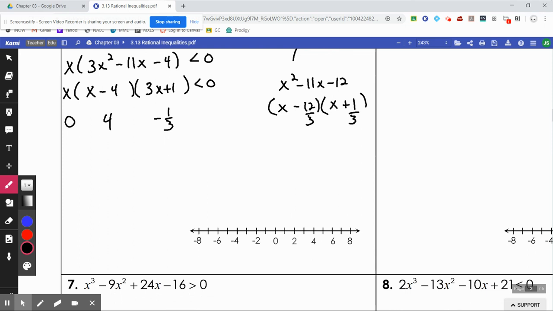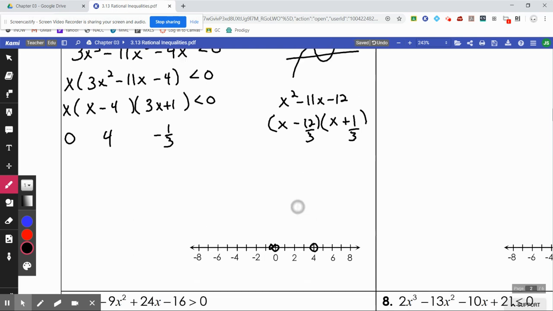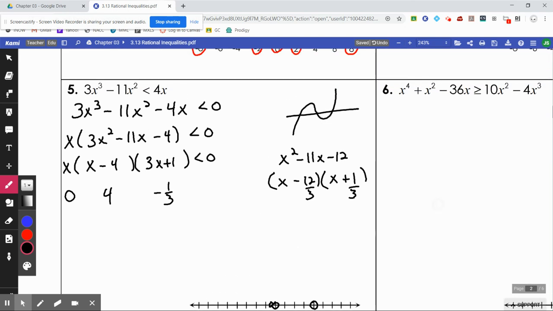Let's plot those on our number line. Since we're doing less than here, it's going to be an open circle. 0, 4, and negative 1/3, which is actually right there next to 0. So let's use our shortcut to determine which of these are going to be our solution regions. Let's put them in order. This would be negative 1/3. If this is my x-axis, this is 0, and this is 4.